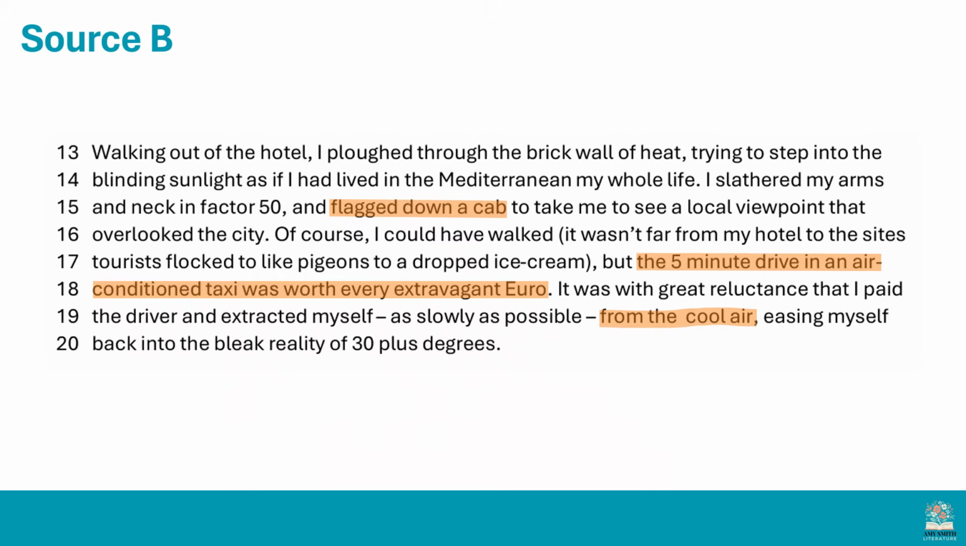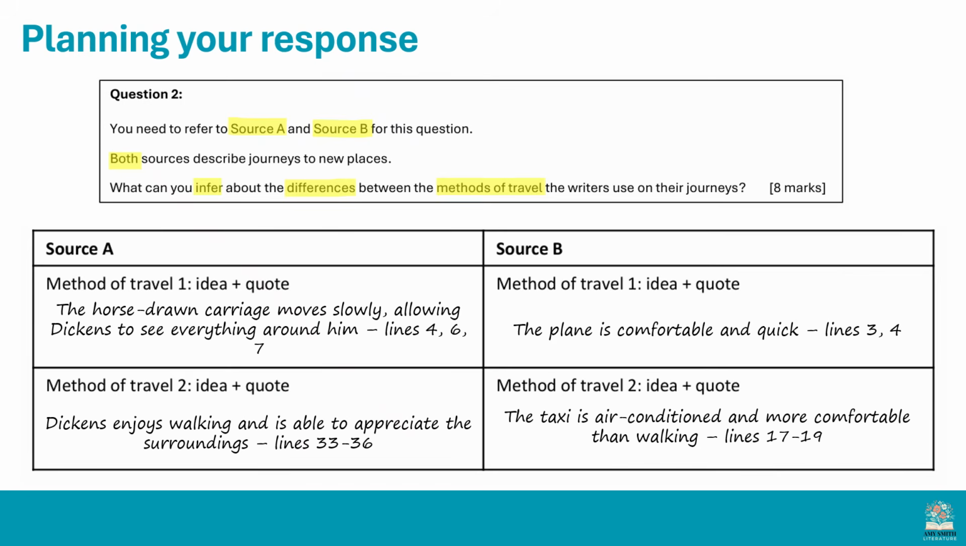So later on in the source, she flags down a cab and she says that the 5-minute drive in the air-conditioned taxi was worth every extravagant euro. So I'm going to put that into my table. The taxi is air-conditioned and more comfortable than walking, and that's lines 17 to 19. Okay, if you need to pause the video and jot down these ideas, that is absolutely fine.